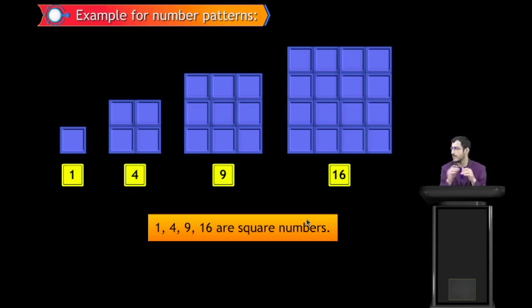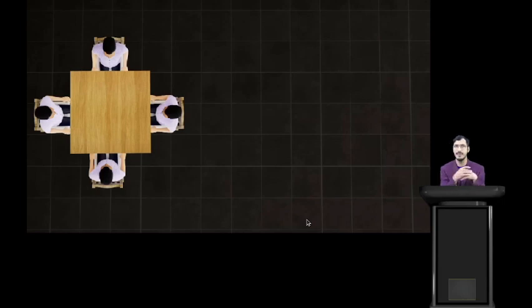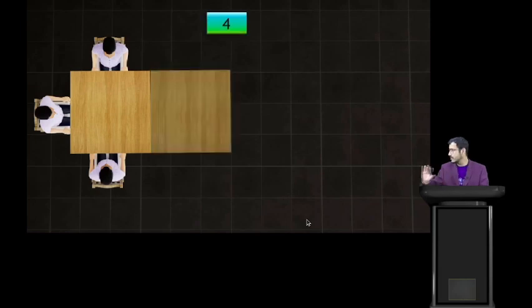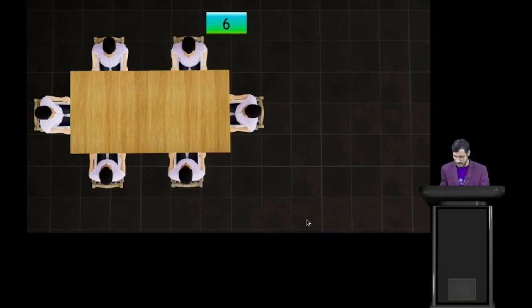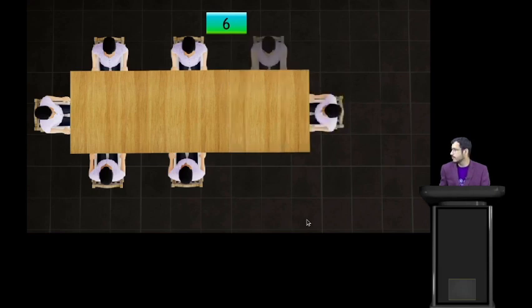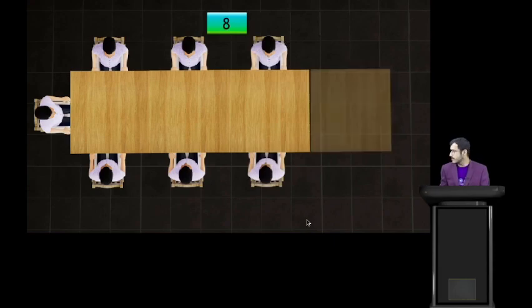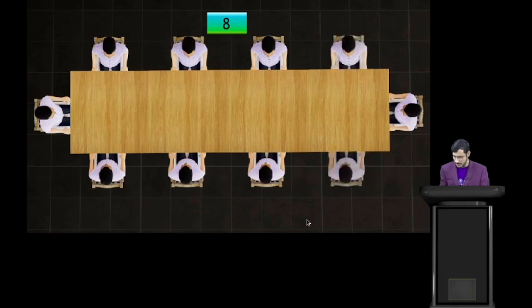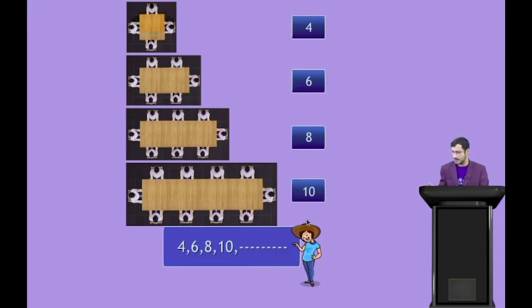So here are some examples of number patterns. Now here you can see 4 persons sitting at the table. When we increase the length of the table, the number of people increases, 2 more people. Similarly again and again, so you can see the pattern formed here. Yes, 4, 6, 8, 10.